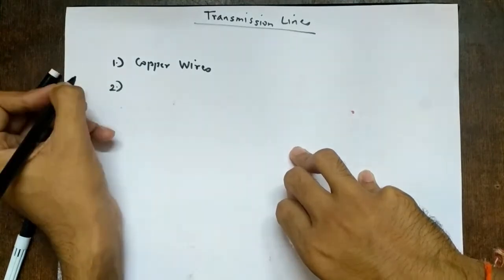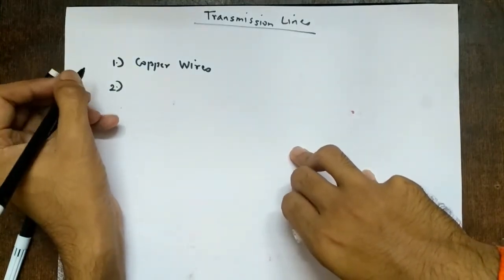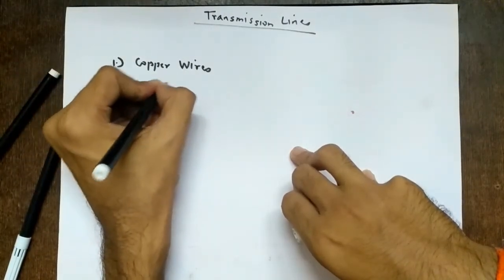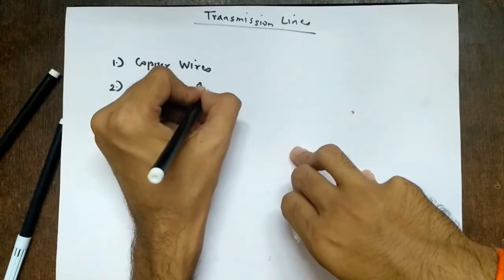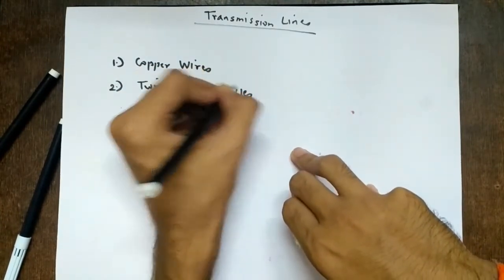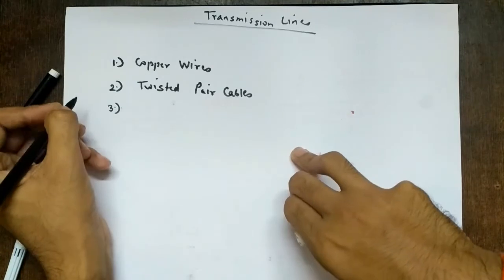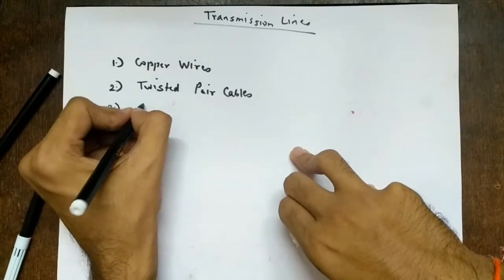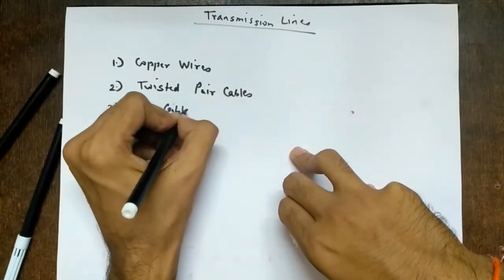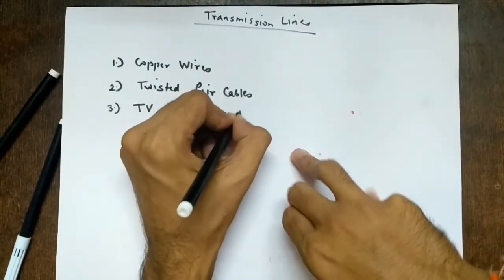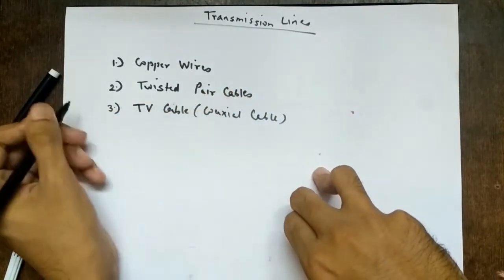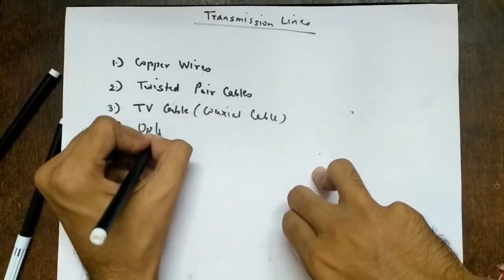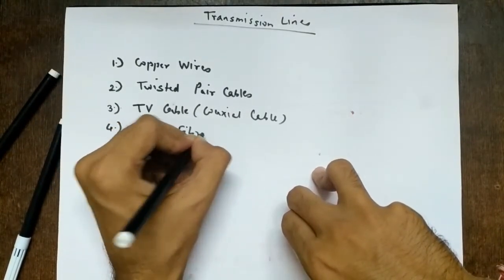So the second thing which you might suggest is what it will be? Twisted pair cables. Next you might say is TV cable. To be precise, it is a coaxial cable. The next thing you might say is optic fiber cable.